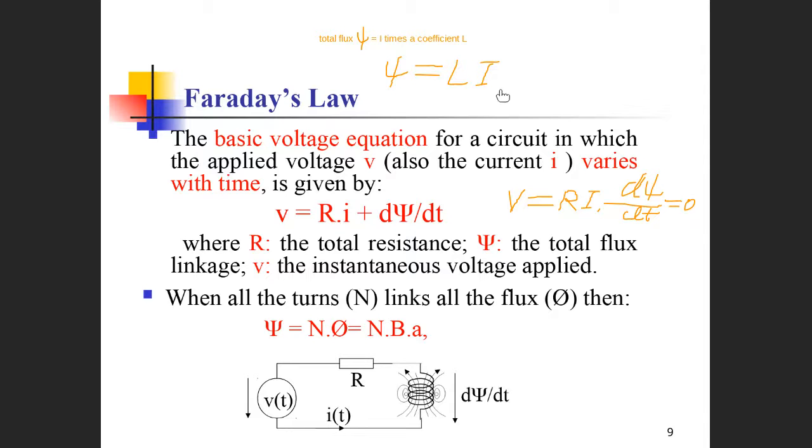Because the current produces a magnetic field, therefore it produces flux. And for a given coil, it has a certain number of turns, certain materials, and certain cross-sectional areas. So for a given coil we can simply introduce one coefficient L. That's the inductance.